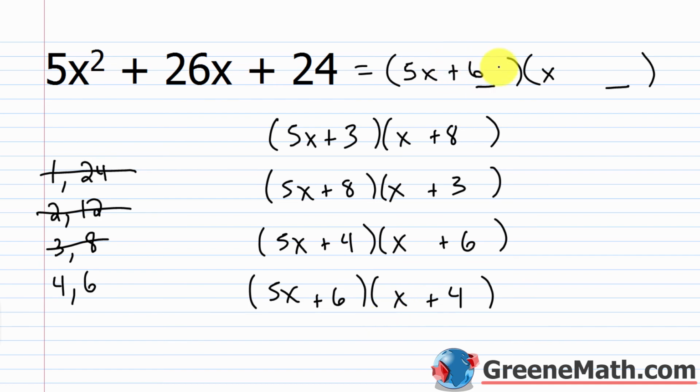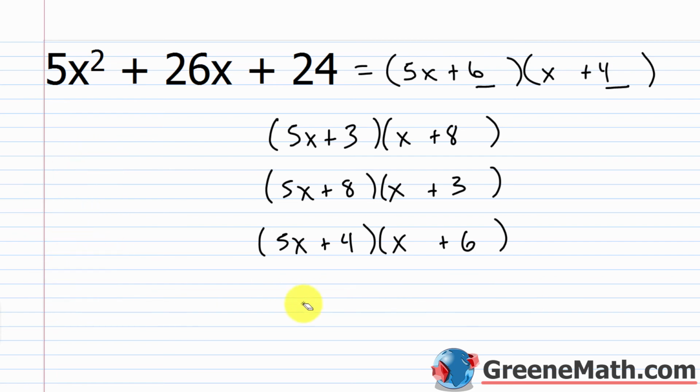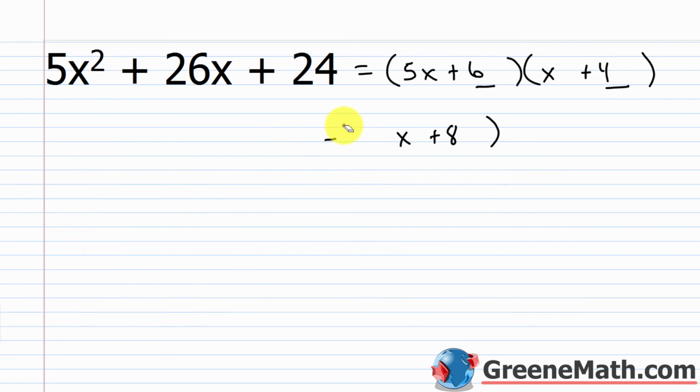So it's plus 6 and plus 4. Let's erase all this. And again, that's the problem with trial and error. Sometimes you get it right away. Sometimes you have to go through all the possibilities. You get it in the end.